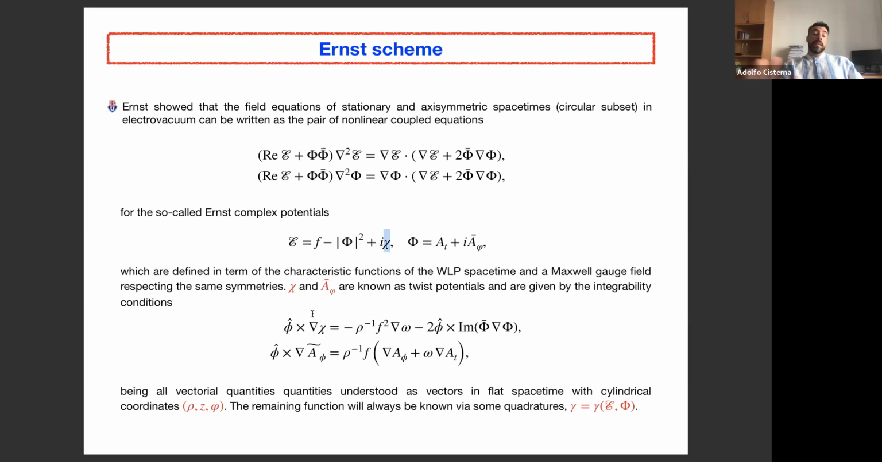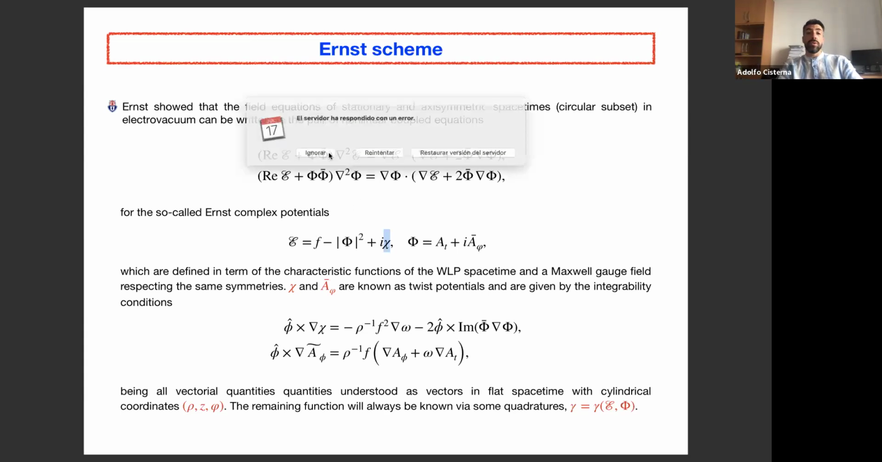So basically, the imaginary part of each of these potentials is some function that needs to be found via these twist vectorial equations. Which is the nice part? The nice part is that all these vectorial quantities that you see here in this equation, so, sorry, we have to, okay.